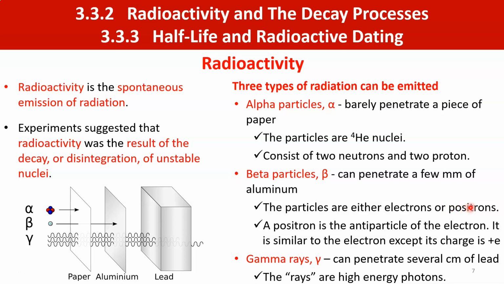It is not a proton. It is a positive electron. Electron is negative, but a positron is a positive electron. Again, not a proton. A positron is the antiparticle of the electron. It is similar to the electron except its charge is positive.